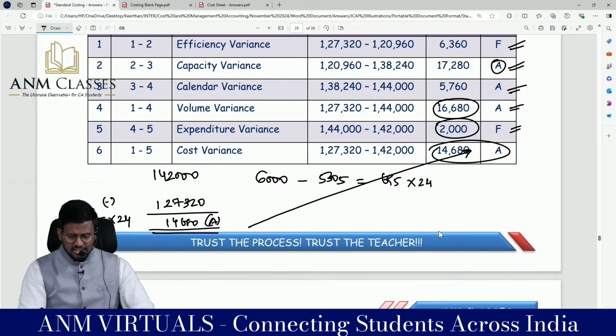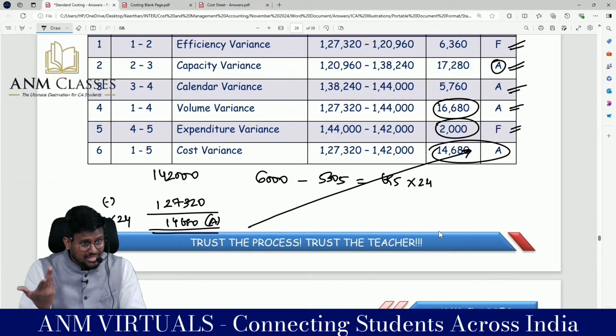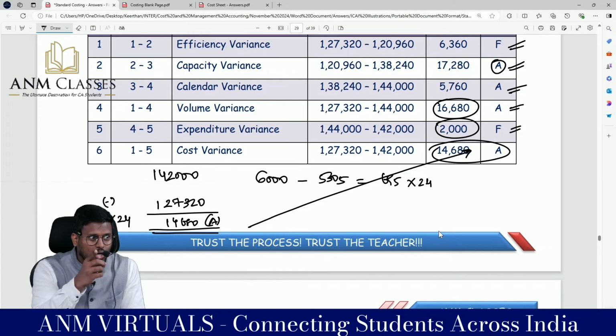Yes, sir. This amount only I will be writing as costing P&L account debit to production overhead control account. Are you really with me? Yes, because this is under absorption. That 1,42,000 only I will be writing because that is the AFOH, as production overhead control account debit to cost ledger control account.